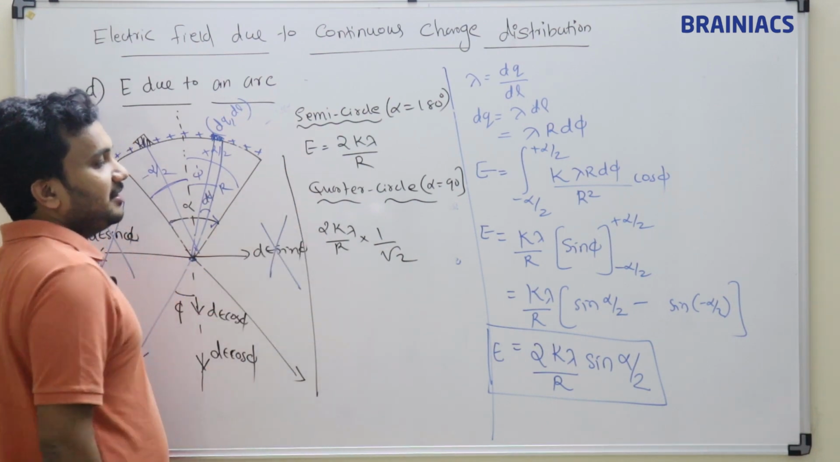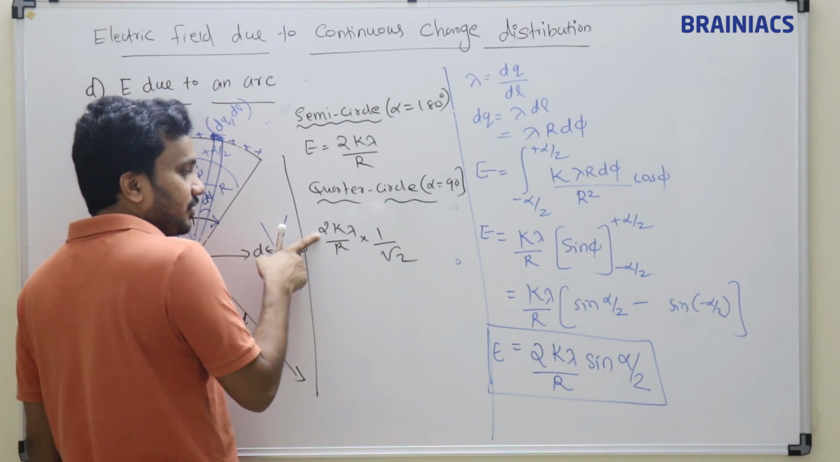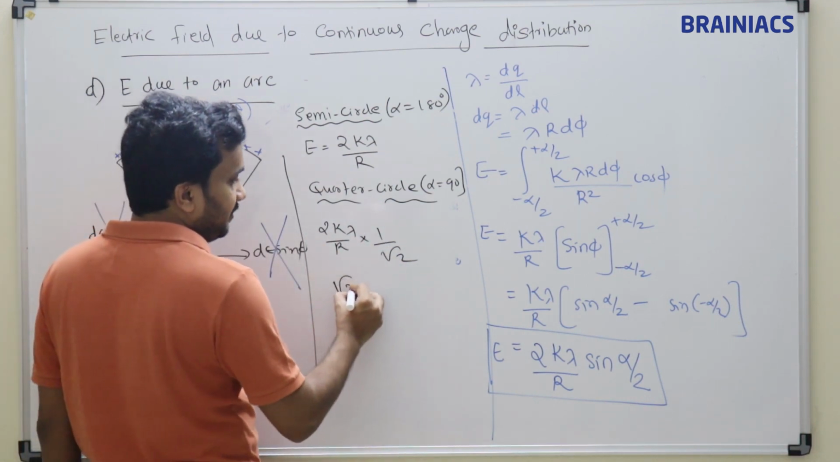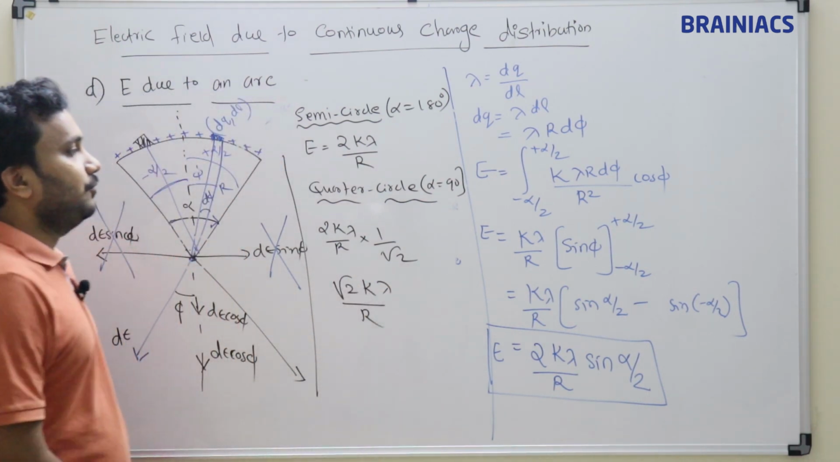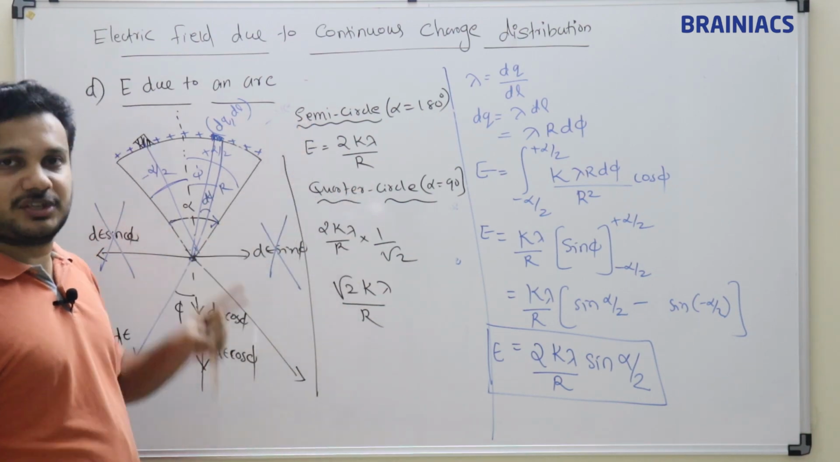These two can be written as root 2 into root 2. Root 2 into root 2 is called 2. So this one, root 2 and root 2, will get cancelled. So the answer will be root 2 k lambda divided by r. This is what we have learned for the quarter circle, and this is what we have learned for the semicircle.